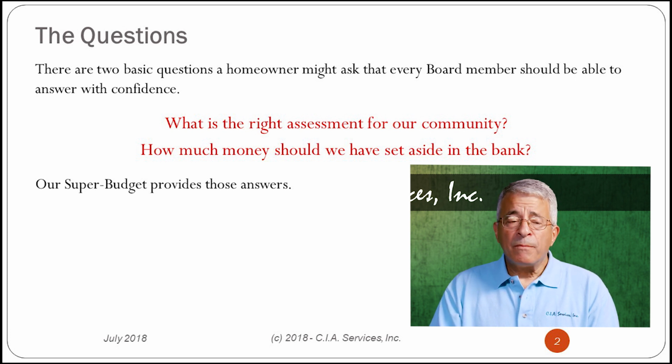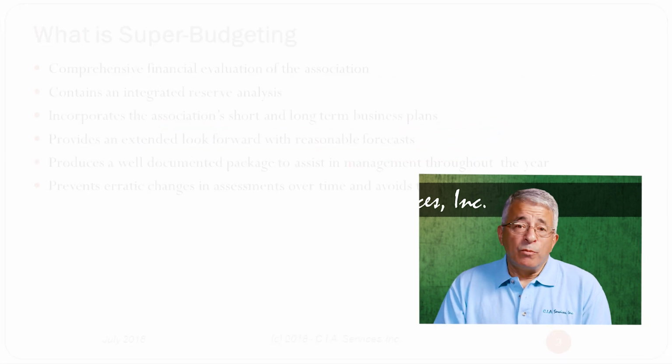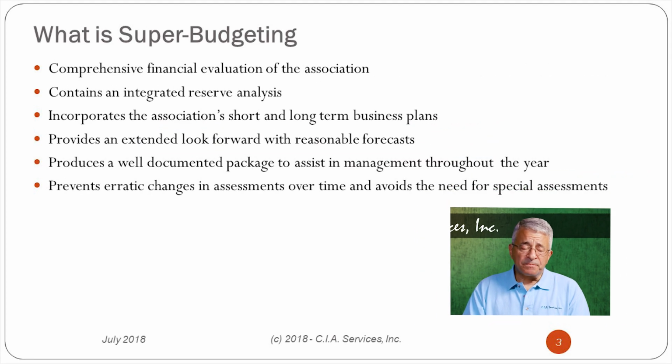So let's start with what is a SuperBudget? What is the SuperBudgeting process? Well, first off, it's a comprehensive long-term and short-term look at the financial needs and obligations of the association. It's not just what's happening next year, it's the full obligations that an association has. One thing that's very unique about the SuperBudget is the fact that it has an integrated reserve study. We'll go ahead and talk about that in just a minute, but that's a very key portion.